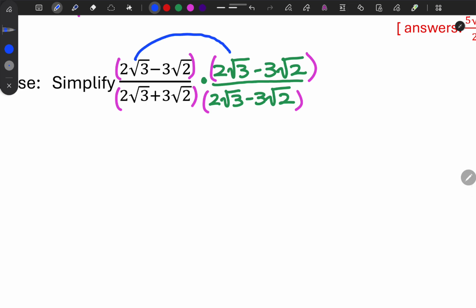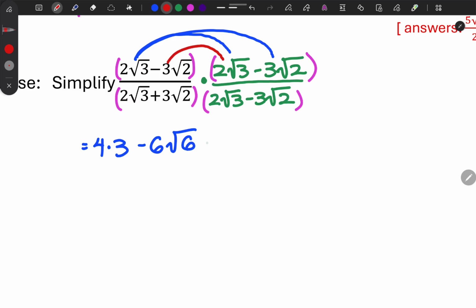We're going to do 2 root 3 times 2 root 3. That's going to be 2 times 2 is 4, and then root 3 times root 3 is 3. So 4 times 3. Then we do 2 root 3 times minus 3 root 2. So minus 6 root 6. Then we'll do negative 3 root 2 times 2 root 3. So minus 6 root 6. And negative 3 root 2 times negative 3 root 2 is plus 9 times 2. All of that is just the numerator.